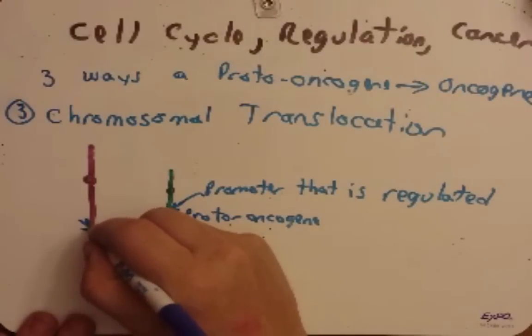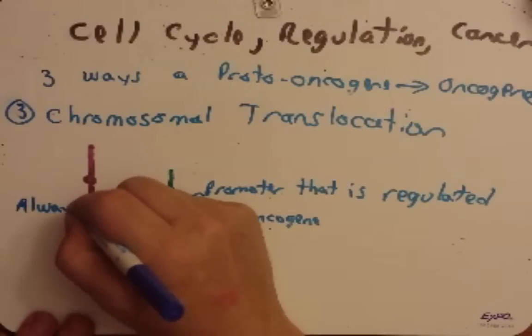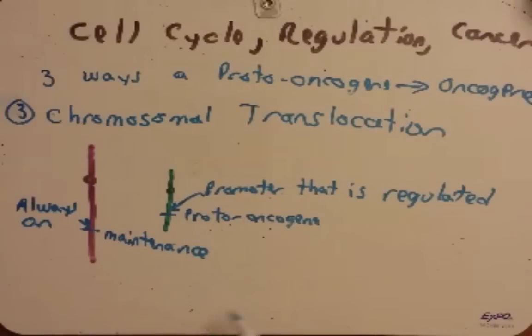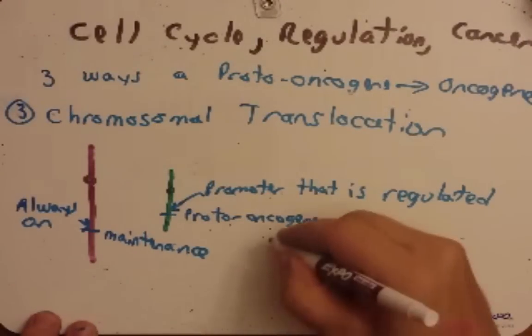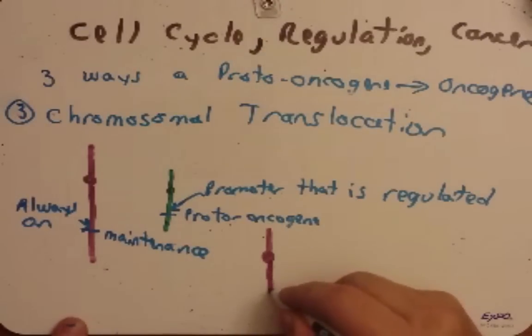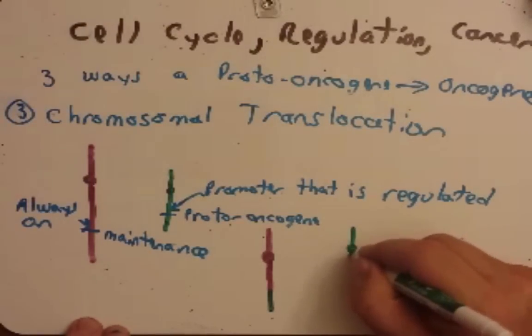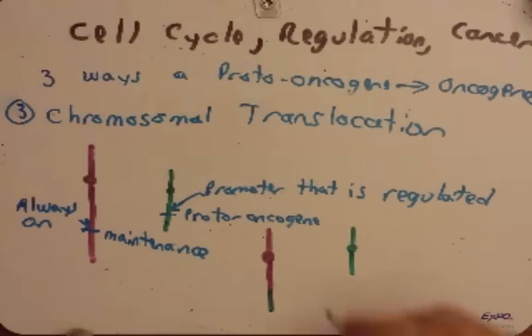So this promoter here, let's call it always on. Alright, so this promoter is always on. This gene here that I drew at this line here is always on because it's a general maintenance gene. Always has to be on. This one's highly regulated. Well, you could imagine a situation where we have a translocation now. A reciprocal translocation, where this green one now comes over here, where that proto-oncogene is, and the purple one from the first chromosome moves over to the green one.